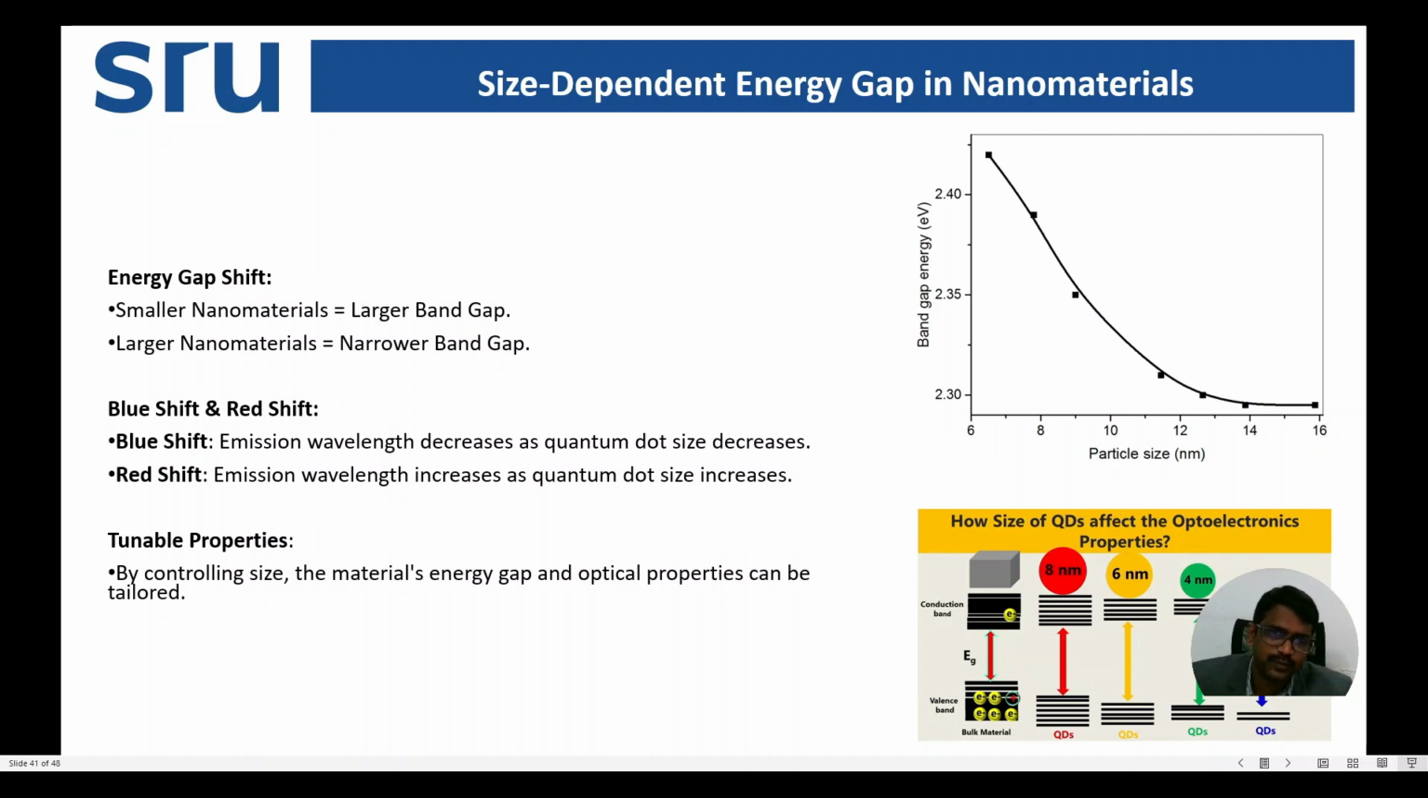We can alter the chemical properties, physical properties, and electronic properties, right? So by changing all these properties, we can enhance the application efficiency. We can improve and increase the efficiency, right? So by controlling size, the material's energy gap and optical properties can be tailored. Tailored means they can be changed and tuned.